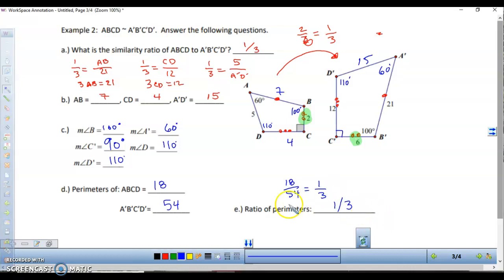Now, this will always be the case. The ratio of perimeters will always equal the similarity ratio.